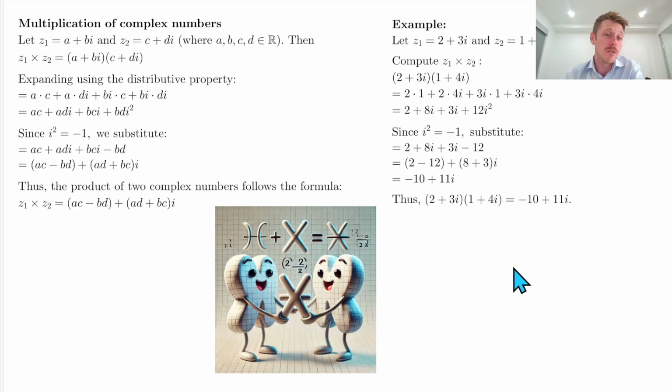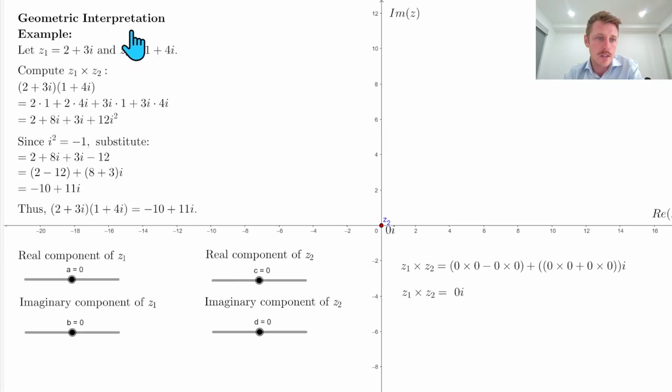Now let's look at a bit of a geometric interpretation of that exact same example. So again, the same working out here, nothing new. But what we're going to do is think about what it looks like in space. So down here, we've got some sliders for A, B, C, and D. We said that A is the real component of Z1. Well, the real component of Z1 is 2. So let's set that to be 2.